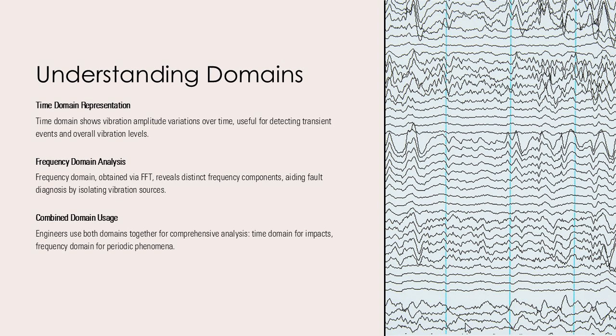The frequency domain, obtained through FFT, displays amplitude as a function of frequency, providing a much clearer picture of the underlying components. For example, a time domain signal may appear as a complex waveform, but its frequency domain representation could reveal distinct peaks corresponding to rotational speed, bearing frequencies, and gear mesh frequencies. This transformation simplifies fault diagnosis by isolating individual frequency components.